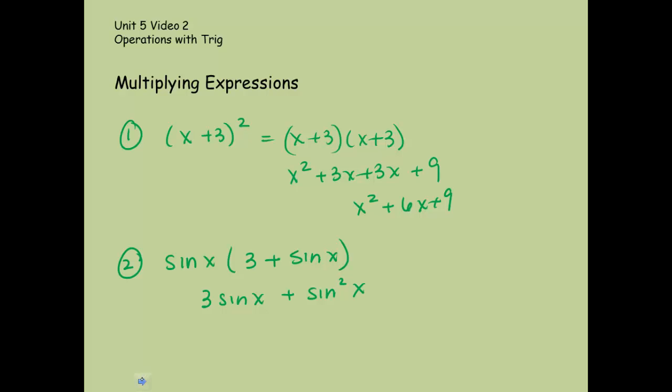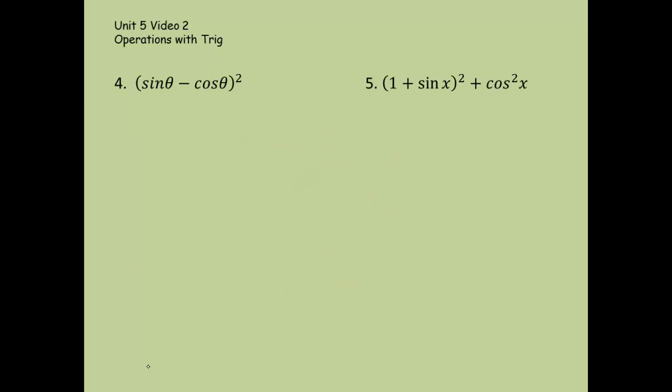All right, let's try some of these with some real good trig. I have the sine of theta minus the cosine of theta quantity squared. So just as we did on the previous screen, I want to write this twice.